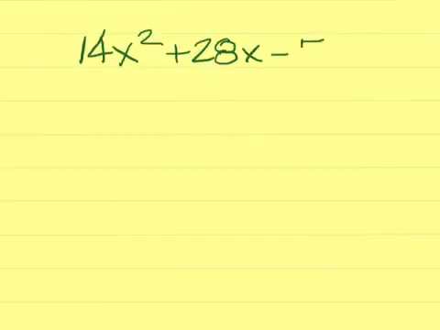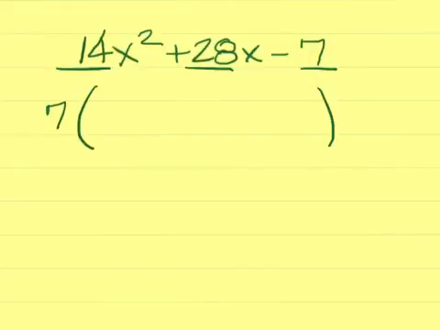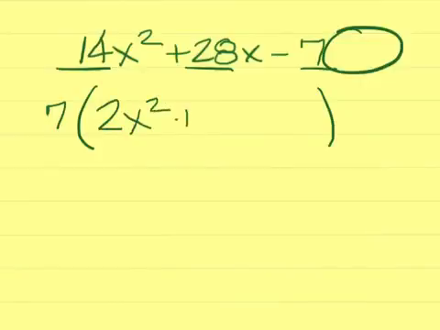Try this and drop it off. 14x squared plus 28x minus 7. The highest number you can take out of all three is 7, but there is no x term on the last one, so you can't factor that out. Divide everything by 7 to get 2x squared plus 4x minus 1.